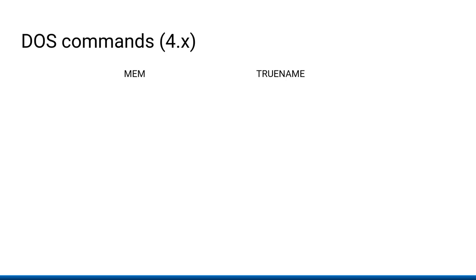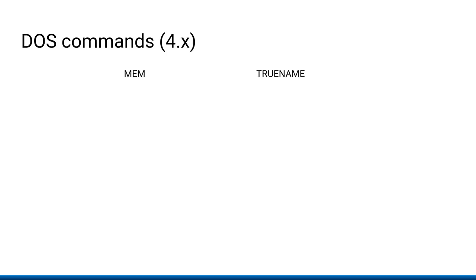MS-DOS 4 didn't have a lot of stuff in it. There were some under the hood features being added, and certainly improved the system quite a bit. But in terms of what you could do with the command line, it really only added the MEM command, so you can see how much memory is in your system, and TRUENAME. There's just not a lot going on.